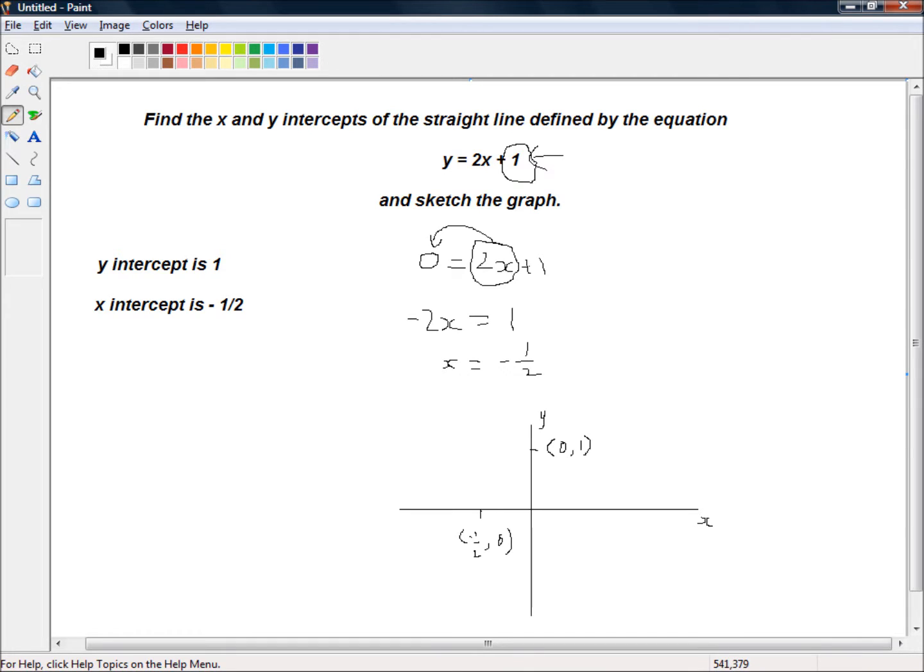And to sketch the graph, we know it's in the form y equals mx plus c, so it's a straight line. So we're just drawing a straight line through these 2 points. Because 2 points is the minimum amount of information we need to define any straight line.